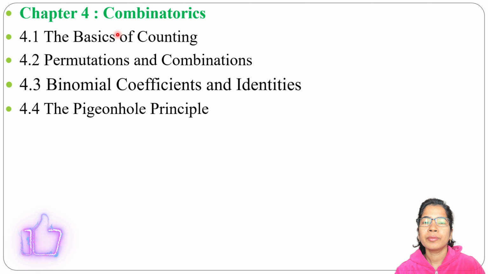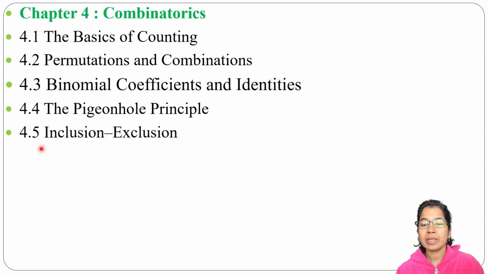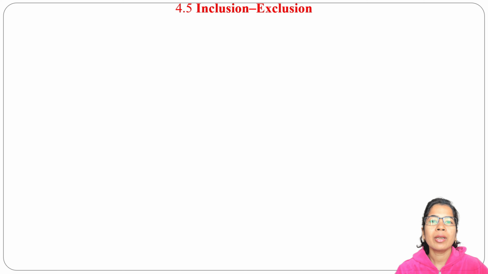Hi everyone. From chapter 4 Combinatorics, I already discussed the basics of counting, permutations and combinations, binomial coefficients and identities, and the pigeonhole principle. Next I will discuss inclusion-exclusion. I already discussed inclusion-exclusion during set theory.